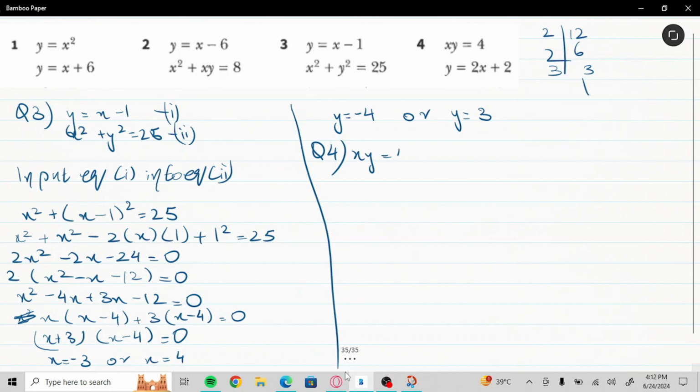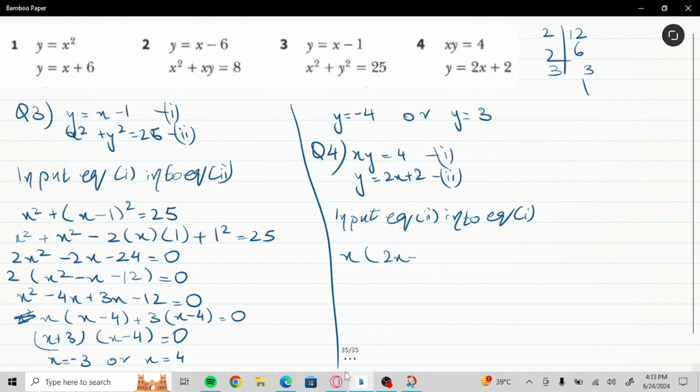xy is equal to 4 and y is equal to 2x plus 2. This is equation 1 and this is equation 2, similarly. What we do next is simply take the y value and input equation 2 into equation 1. What that would mean is we would just directly take the y value and multiply it in the equation. So x times the bracket 2x plus 2 is equal to 4.